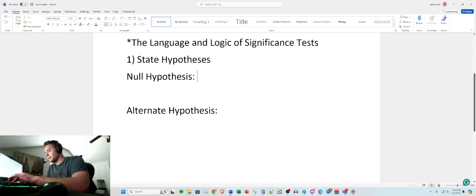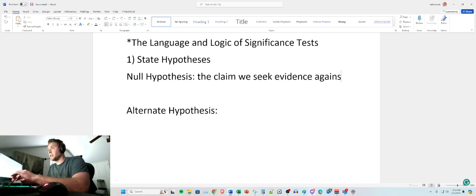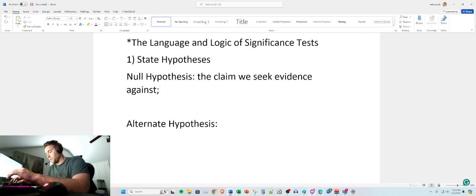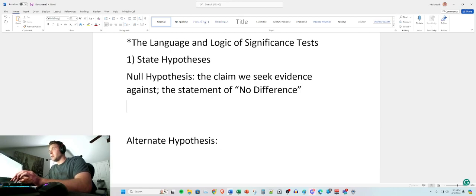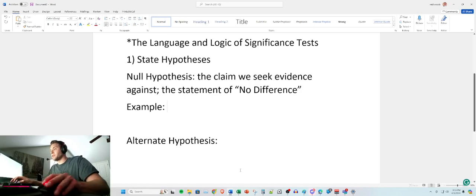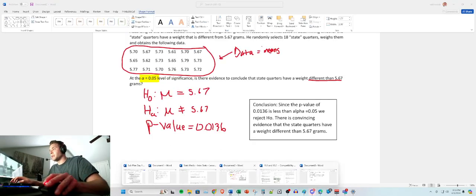So the null hypothesis is the claim we seek evidence against; it is the statement of "no difference." Example. And I'm going to copy what we did yesterday.